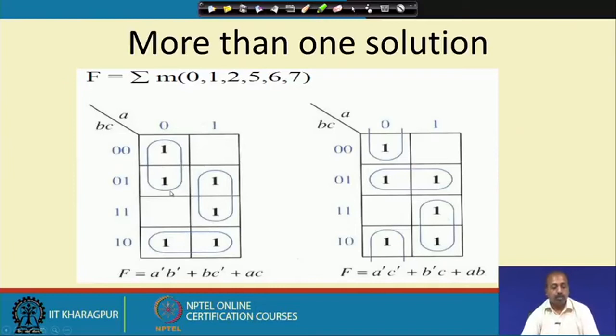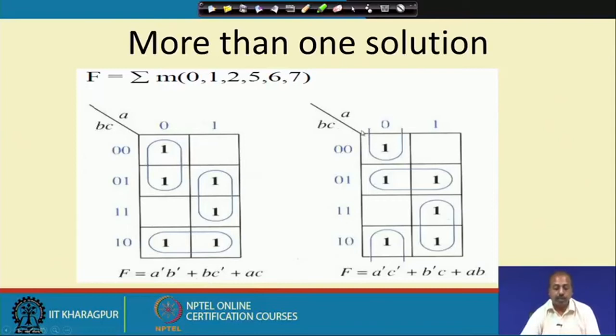So, this is one placement of ones that I have. Now I can do the grouping in different formats. One person does it so that no quad formation is possible, so only pairs are possible. While pairing, I will do it like this: this is one pair, this is another pair, and this is another pair. That way I get an expression like this: A bar B bar plus B C bar plus A C.